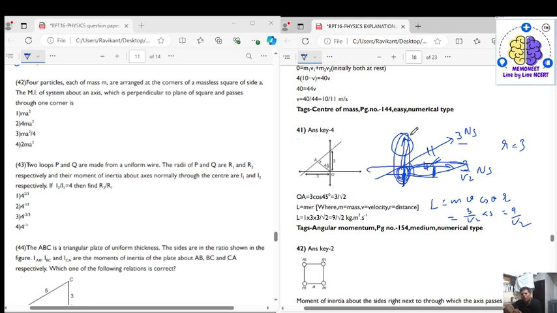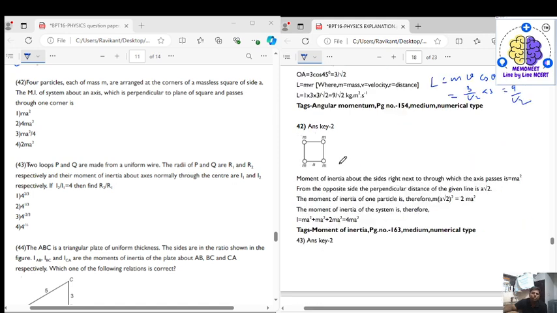Therefore, it will contribute in your angular momentum. Therefore, this component into this will give you the angular momentum. This component is 3 by root 2 and this distance is 3. So, it will become 9 root 2.